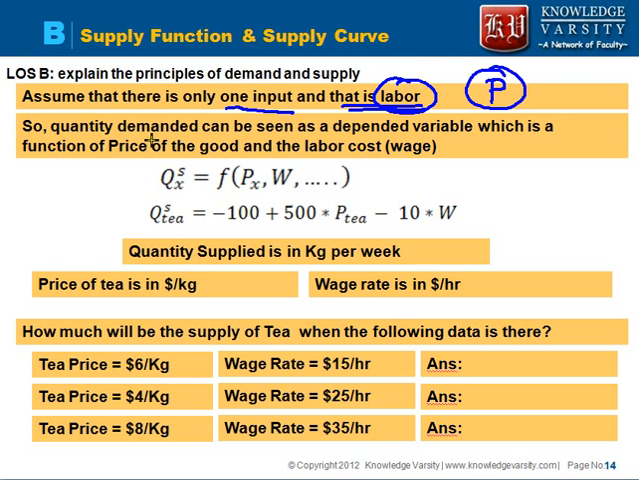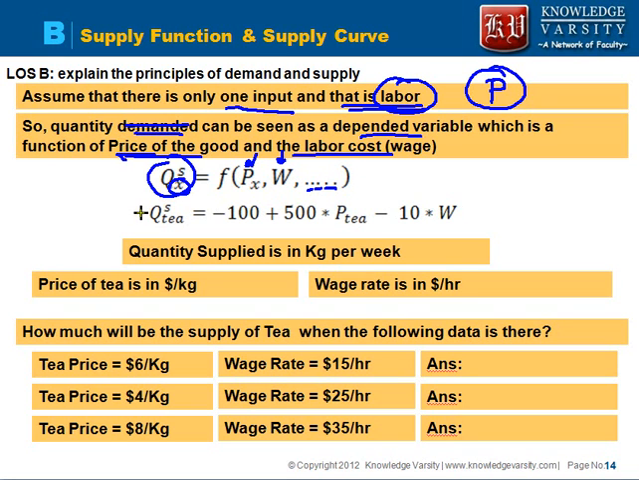Quantity supplied can be seen as the dependent variable, which is a function of the price of the good and the labor cost. Let's say quantity supplied, S for supplied, of X, where the good is X, depends on the price of X and on the wage that you are giving to the labor, and there can be other factors also. The dashes mean input, power, raw material, all those things.